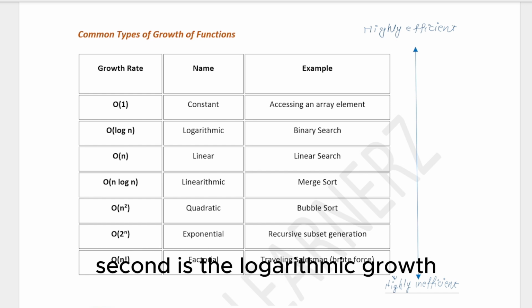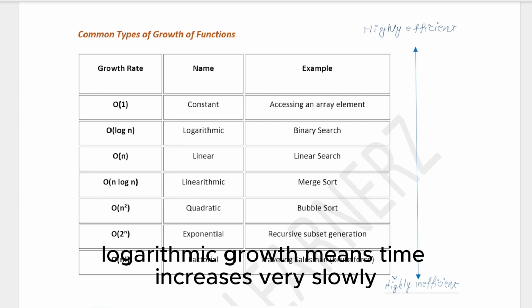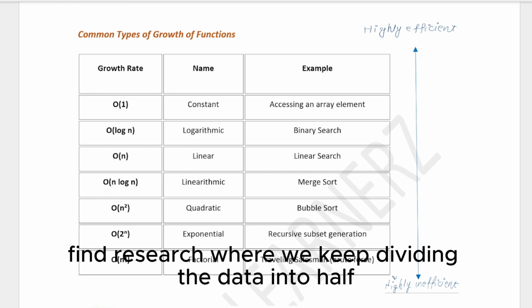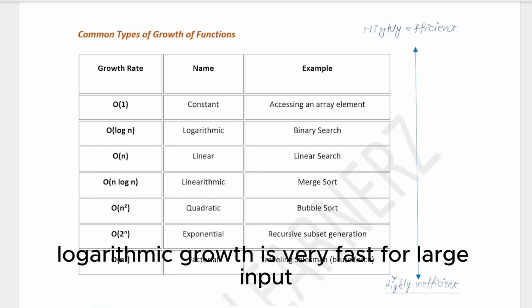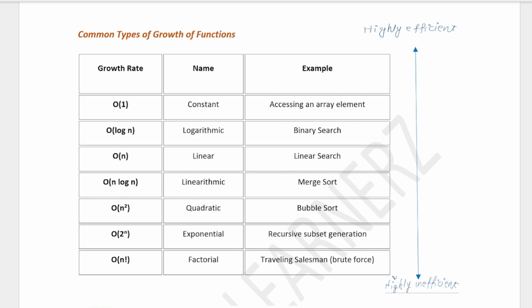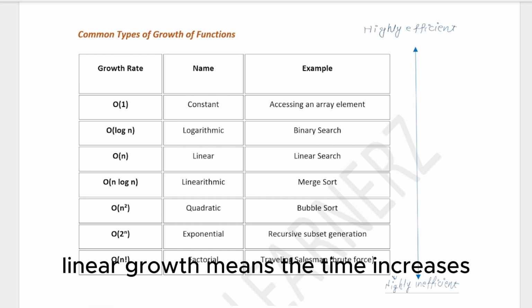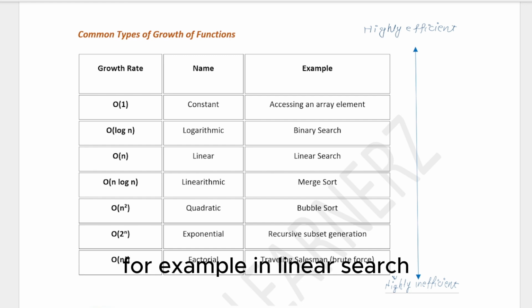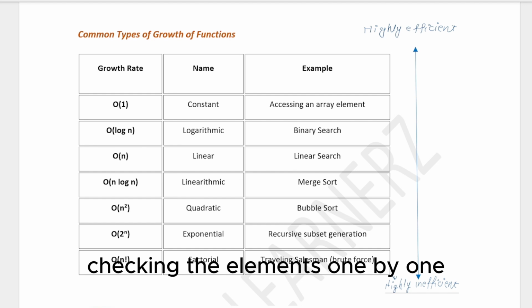Second is the logarithmic growth. Logarithmic growth means time increases very slowly. For example, binary search, where we keep dividing the data into half. Logarithmic growth is very fast for large input. Third is the linear growth, big O of n. Linear growth means the time increases step by step with the input size. For example, in linear search, checking the elements one by one.